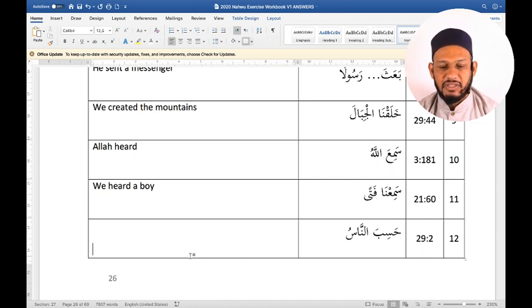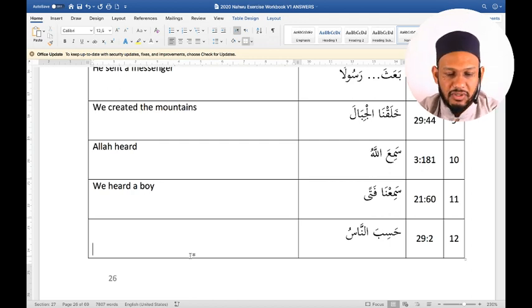Next one, hasiba nasu. Hasiba means to think. I look at the end of hasiba, nothing there. I look to the left, I see an-nasu. Therefore it's going to be the people thought.